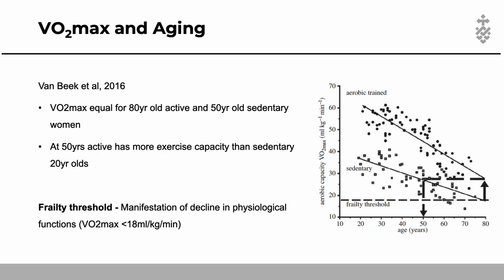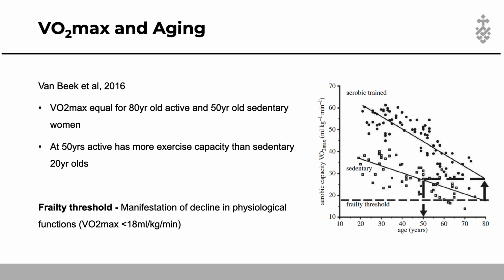And this is a really important concept because if we have a look at this figure on this slide, what we can see is that if we compare someone who's aerobically trained and someone who's sedentary, if we want to know at what age they have the same VO2 max, we can look at those arrows and see that actually an aerobically trained 80-year-old could have the same VO2 max as a sedentary 50-year-old.